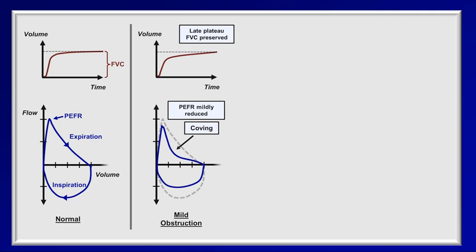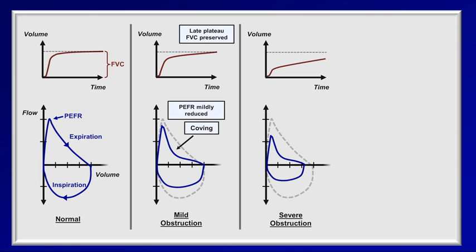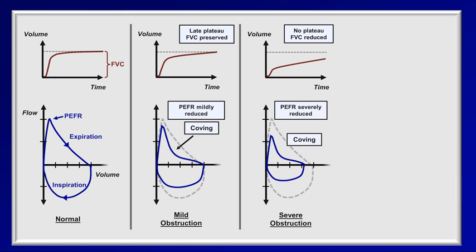This qualitative finding is analogous to the quantitative finding of a reduced FEF 25 to 75%. In the next situation, severe obstruction, a reduction in the FVC is visible in both curves. In addition, in the flow volume loop, the peak flow is severely reduced and coving may be even more pronounced.